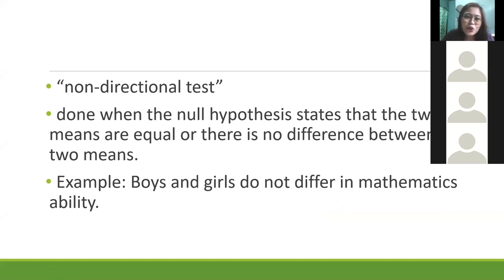Okay? So when are you going to do the non-directional test? When the null hypothesis states that the two means are equal or there is no difference between the two means. Okay, so for example, your hypothesis is like this. Boys and girls do not differ in mathematics ability. So wala siya direction. Wala niya gi-state kung kinsa ang mas taas og ability, ang boys ba or ang girls. But nag-state lang siya na wala'y difference ang boys and girls. Wala siya'y direction. So mana siya, gitawag po siya non-directional test or two-tailed test.